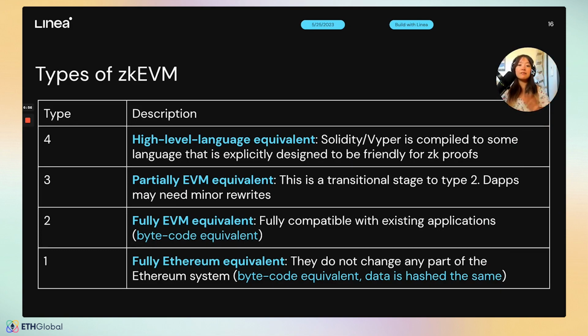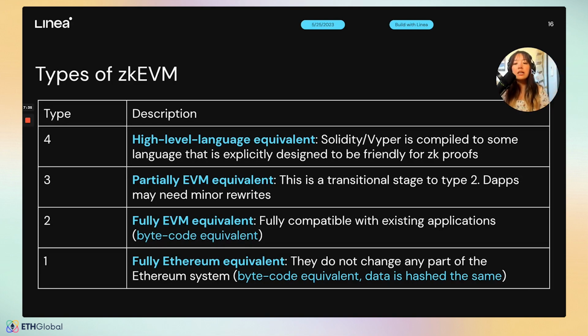This is going to be high-level language equivalent. So I can write in Solidity, I can write in Vyper. However, it's compiled down to some different language that is explicitly designed to be friendly for ZK proofs. So it's friendly for that arithmetization. Things like this are going to be like Starknet, ZK Sync. The issue here is because it is not 100% like the EVM, tooling changes, right? So for you as a developer, some opcodes might not be covered. Like Hardhat has to have a very specific different plugin just to understand the code that is coming from ZK Sync, for example.